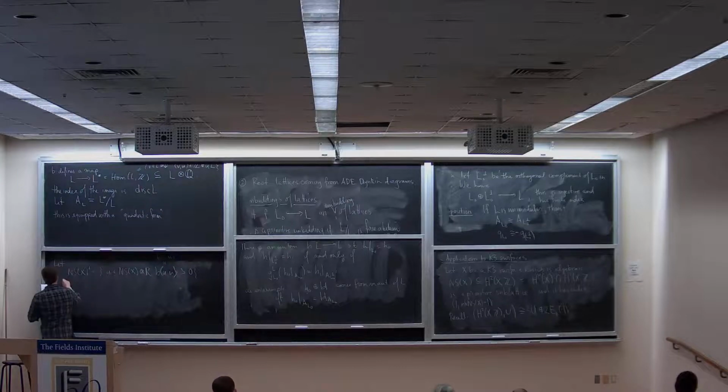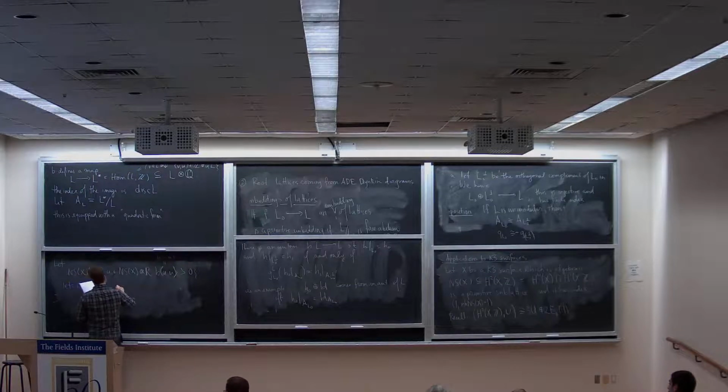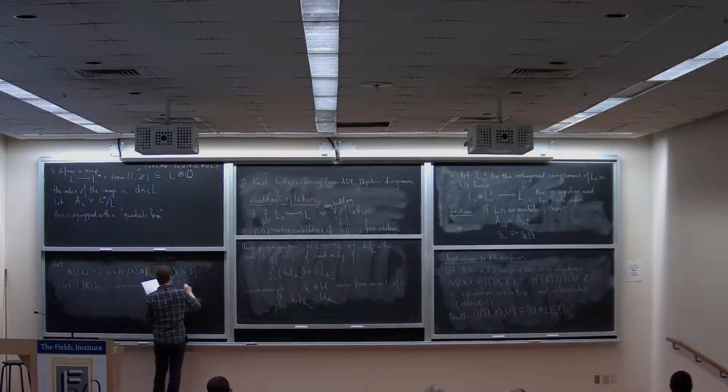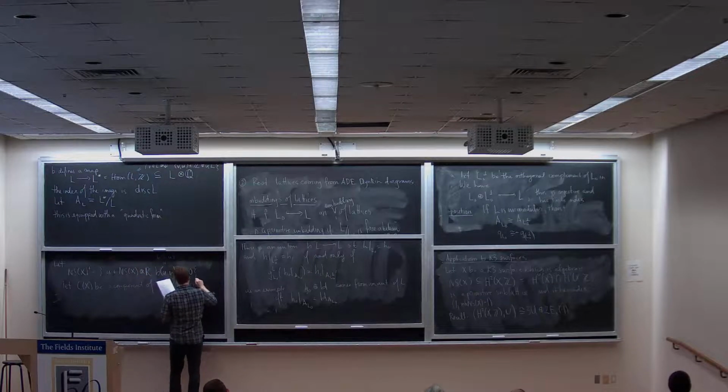Okay, and let C(X) be a component of this. So this is going to have 2 different components, a positive and a negative cone. I'm going to take C(X) to be a single component of NS(X)+, which contains an effective class.